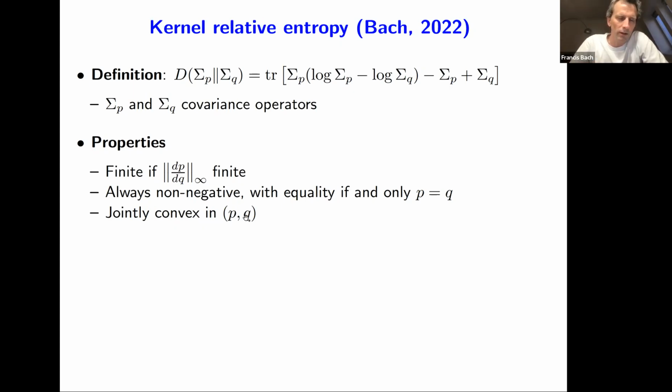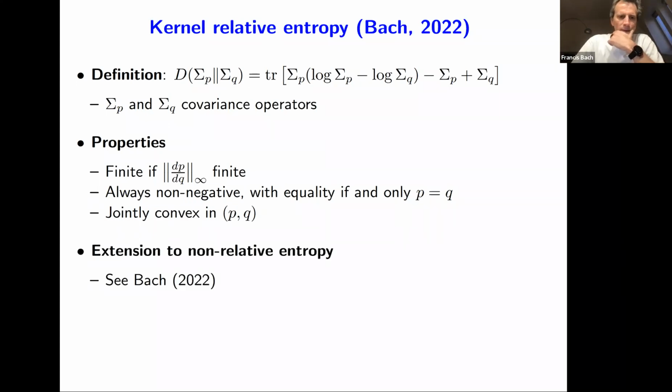And almost by construction, it's jointly convex in P and Q. Why? Because D is convex in sigma P, sigma Q. Sigma P is linear in P, sigma Q is linear in Q, so you get joint convexity. And this is often a good property of entropy. Then you can also build a notion of non-relative entropy, classical entropy. But I don't want to go into the details here, you have to be careful with the normalization constant. And I want to avoid that at the moment.